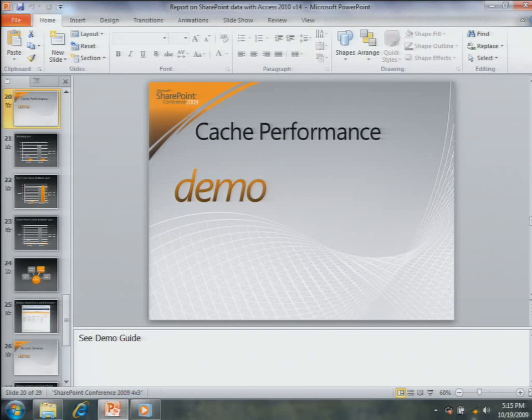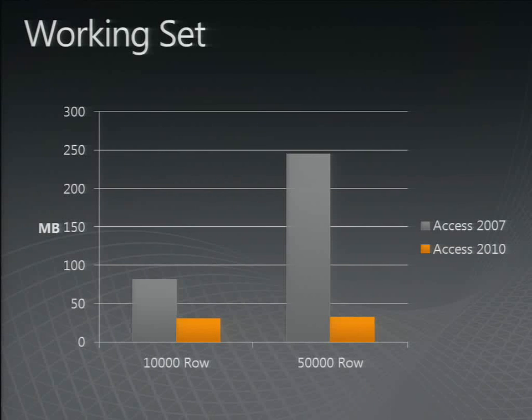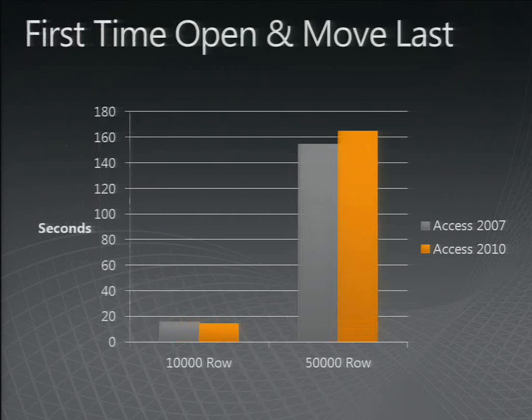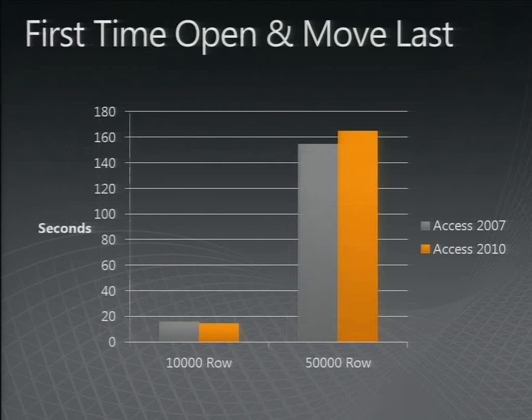Okay. So let's talk a little bit about the numbers behind that. Got three charts to show you. This is the impact on working set. Because Access 2007 is constantly reading and writing from that XML blob in memory, the working set is quite large. Once you have 50,000 records, we're talking about a quarter of a gig. So it's significant. And of course, with Access 2010, you can see the working set does not increase with the size of the data. It's constant, which makes sense because we're reading and writing from disk.